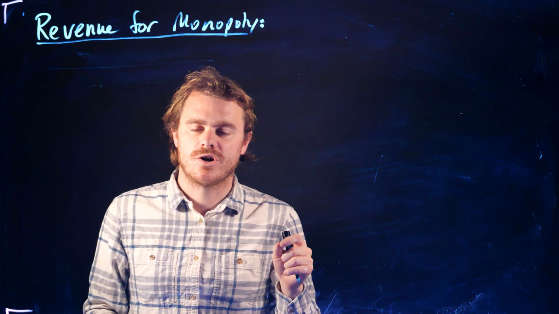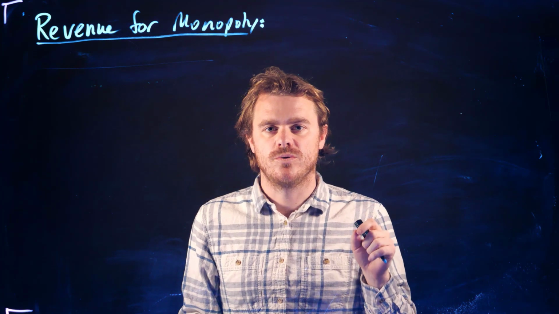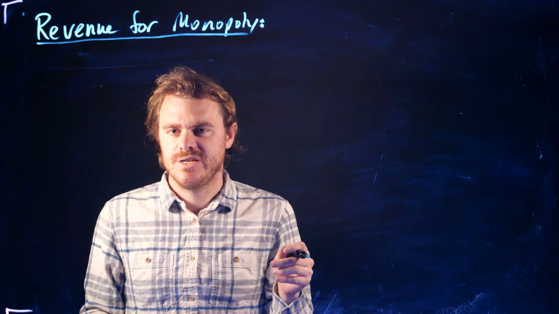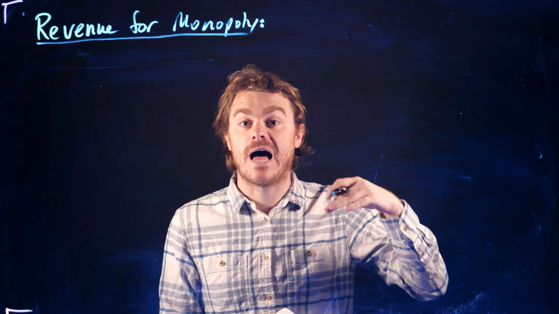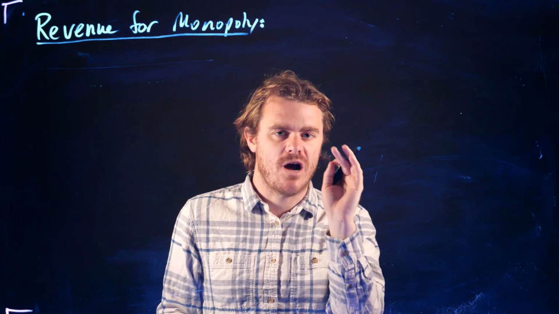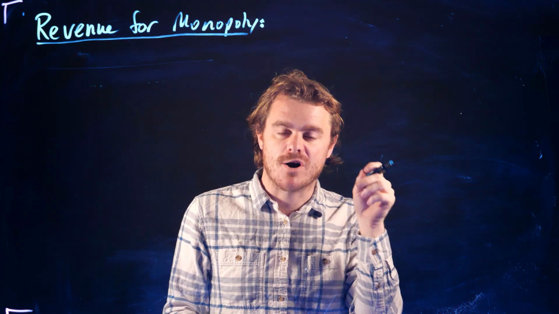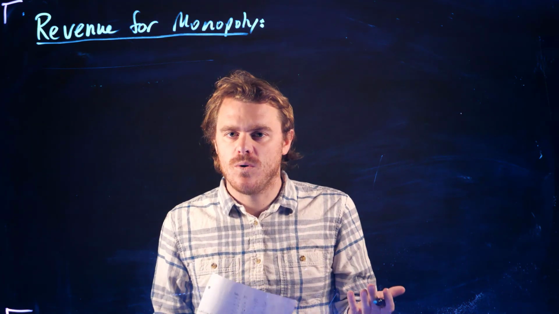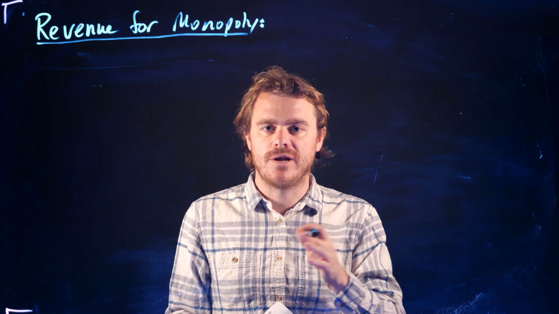So let's now turn our attention to revenue for a monopolist. If you remember when we had perfect competition, each individual firm faced a flat demand curve. They could sell as much as they wanted and always got that market price, because that market price was determined by the market as a whole, and each individual firm couldn't influence that.